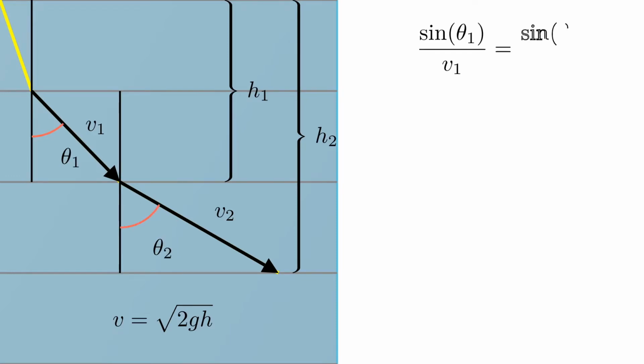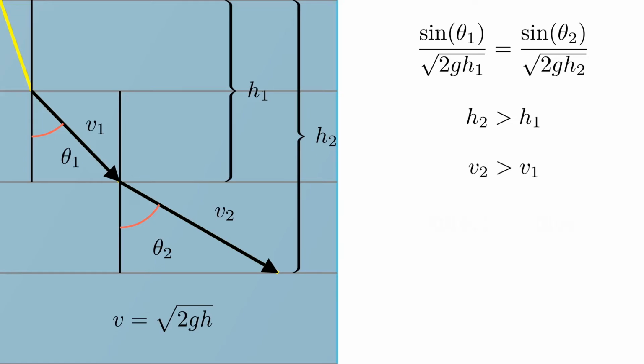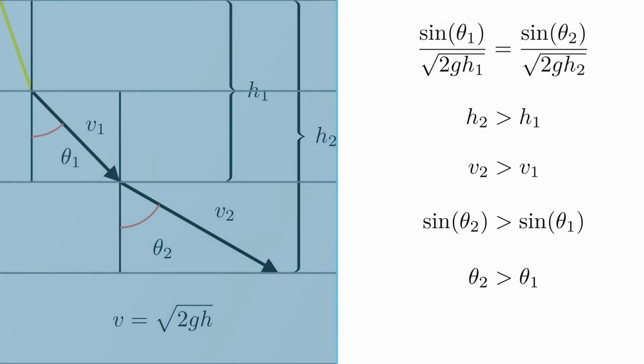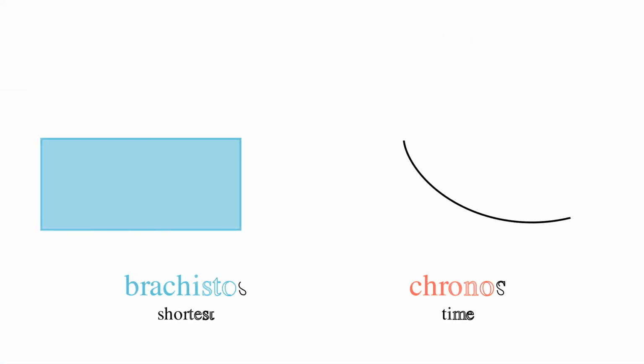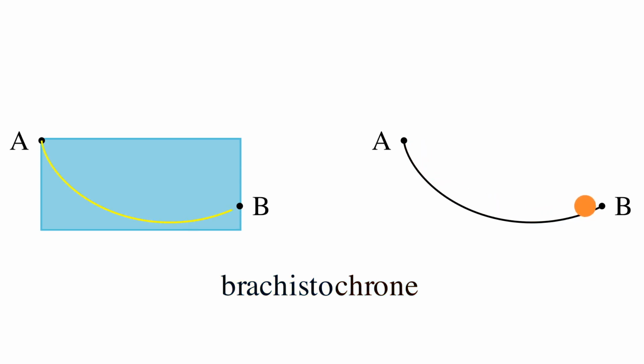and a beam of light following Snell's law passing from one layer to the next, where the velocity of light in each layer is proportional to the square root of h. As the distance from the top increases, velocity increases, so the sine of the angle the beam makes with the line perpendicular to the boundary must increase for Snell's law to hold true. This produces the Brachistochrone curve, the fastest path between 2 points.